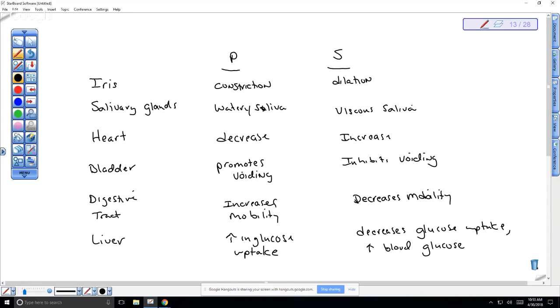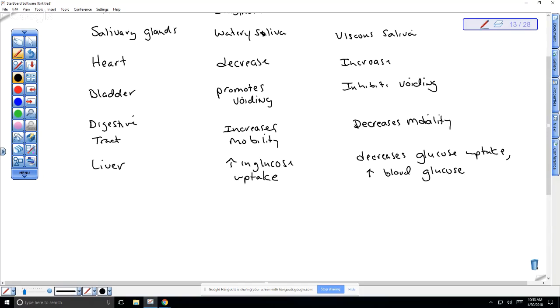Okay, now notice how these generally have opposite effects, but there's one response that actually has to have the sympathetic and the parasympathetic working in action. And this is with the genitalia.